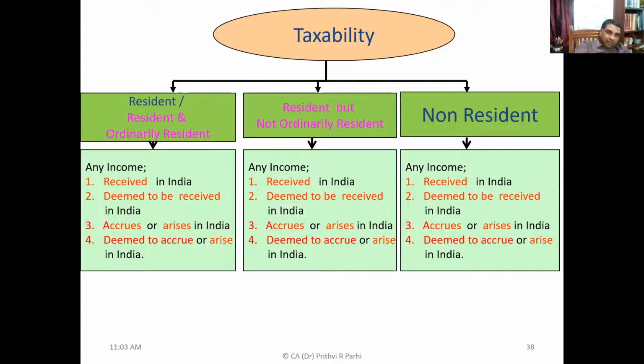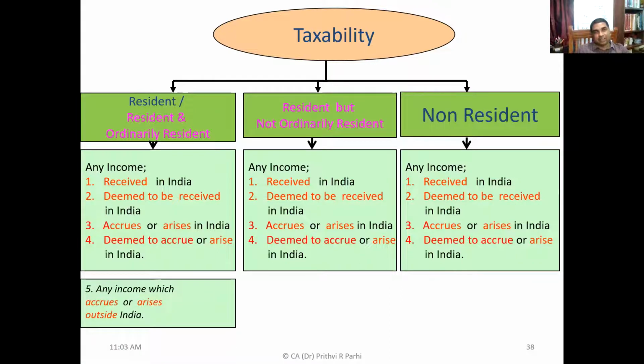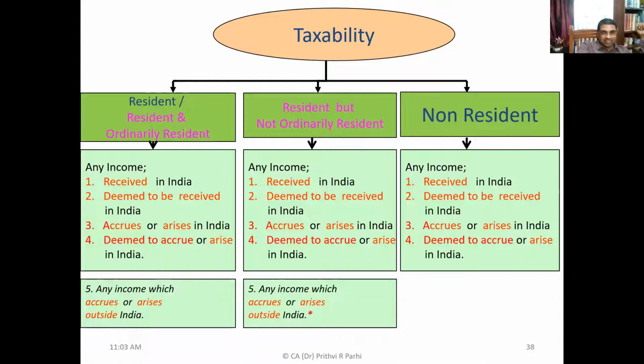Yes, sir. Now, point 5 I am showing. Any income which accrues or arises outside India is taxable to resident and ordinarily resident only. Then you see, any income which accrues or arises outside India with an asterisk mark is also taxable to resident but not ordinarily resident, but this income is not taxable to non-resident.